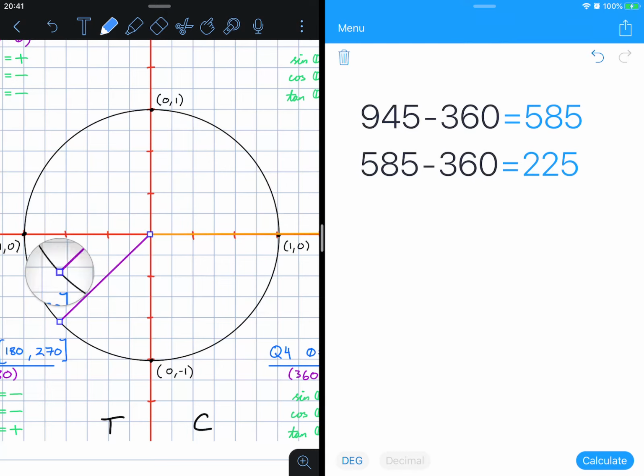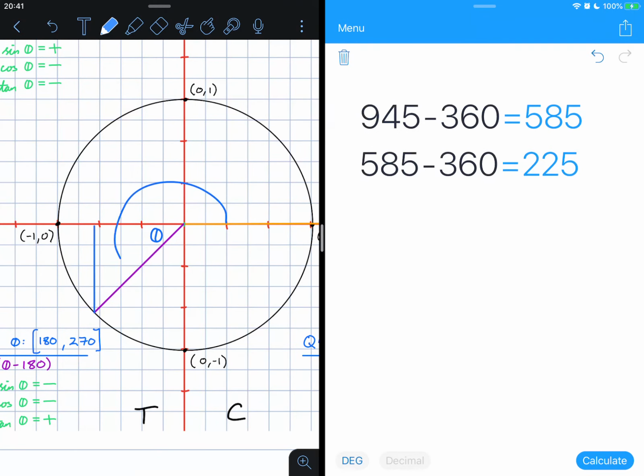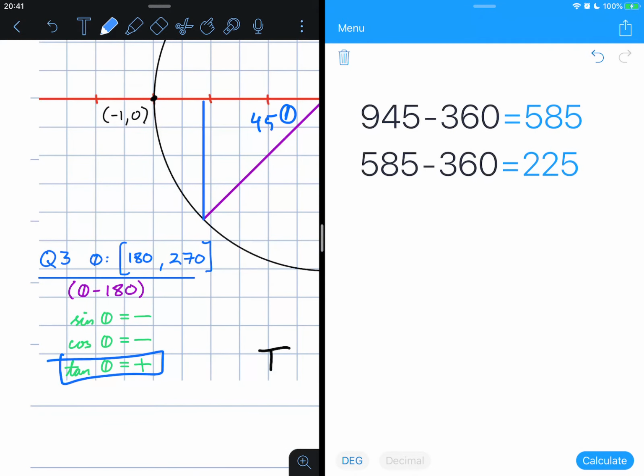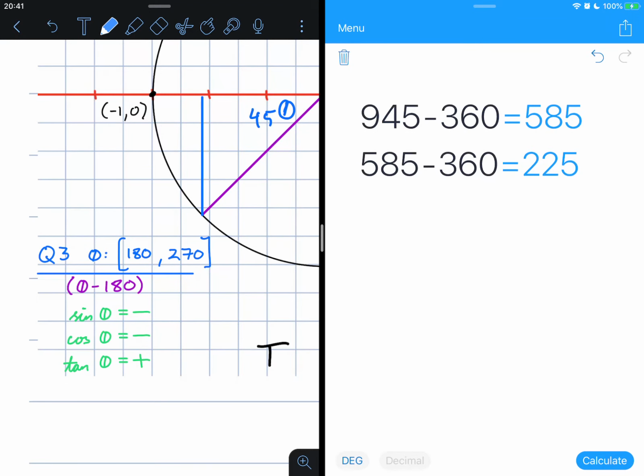down in this quadrant. And if we draw our right angle triangle here, this angle is, well, that is 225, and that is 180, meaning that this angle in between must be 45. So we can draw an equivalent quadrant 1 here of 45 degrees. Tan of 45, well, that is just 1, and tan in the third quadrant is positive.